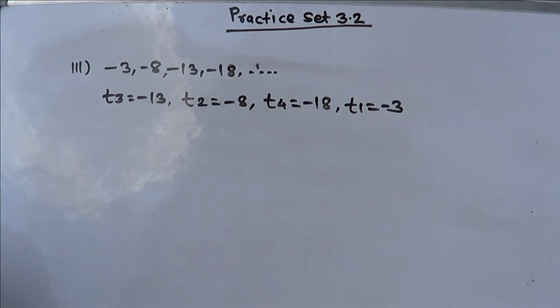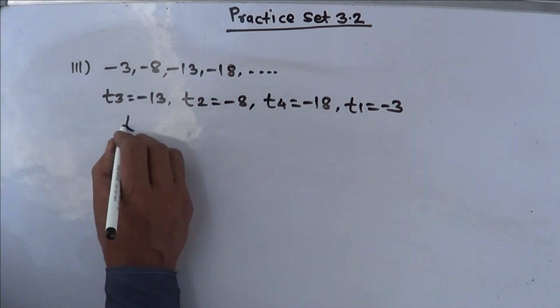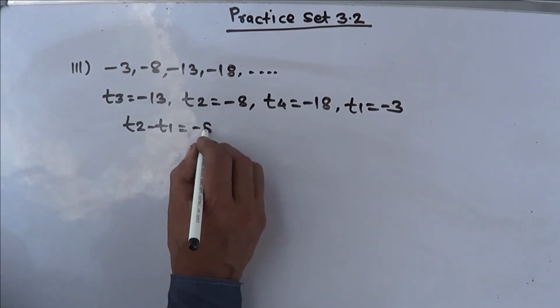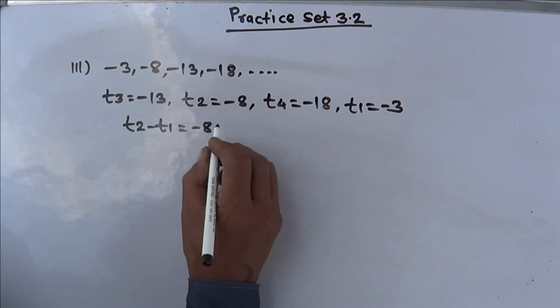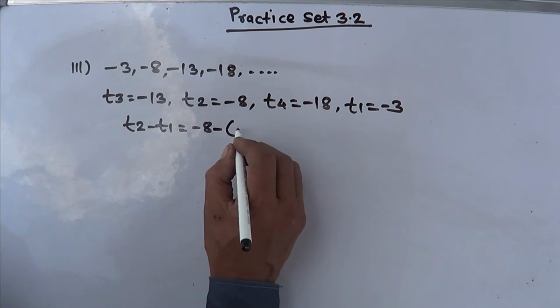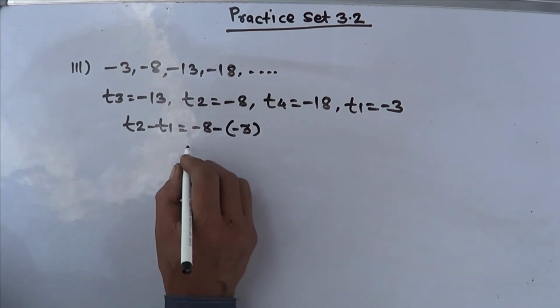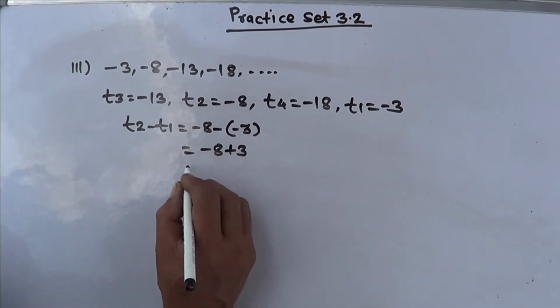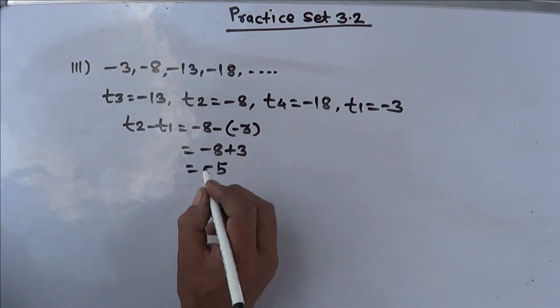Then we ask the value of A and D. T2 minus T1, then T3 minus T2 and the value of A and D. So we will find T2 minus T1. So T2 minus T1, or T2 is minus 8 minus T1. T1 is minus 3. So minus minus 3 and the value will be equal to minus 8 minus minus plus 3 and we will get the answer minus 5.